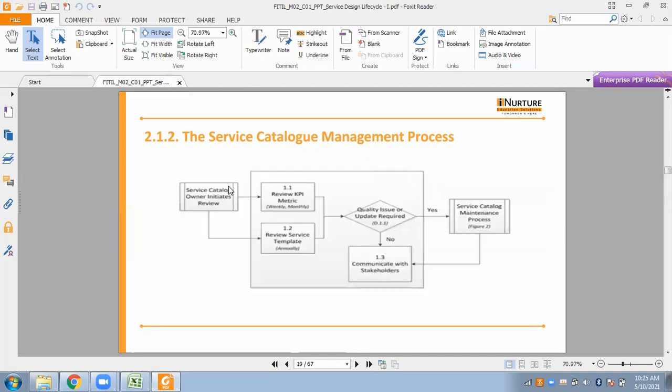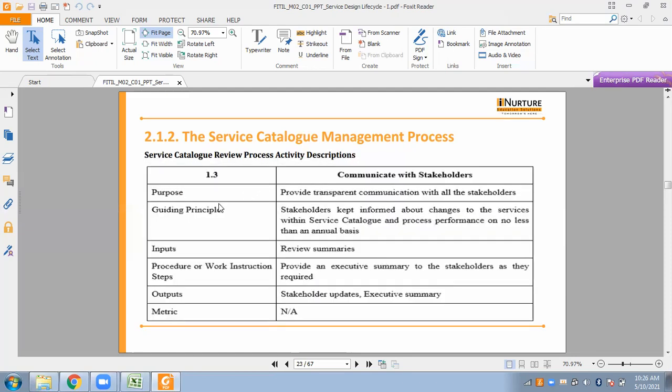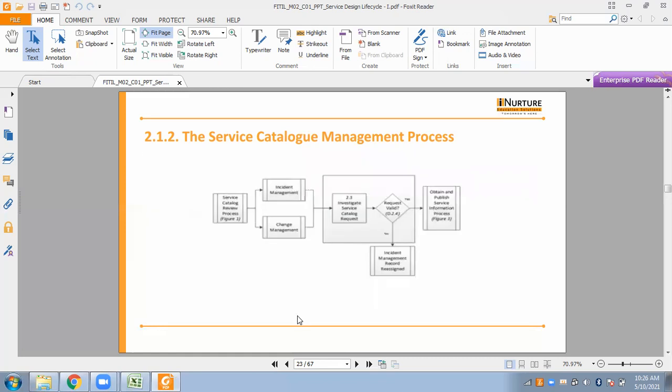Next is 1.3, communicating with the stakeholder if it's a no. The purpose is to provide transparent communication with all the stakeholders. Principle: stakeholders are kept informed about changes to the services within the service catalog and process performance on no less than an annual basis. Inputs: review summaries, procedural work instruction steps, and an executive summary provided to the stakeholders as they require. Output: the stakeholder updates and executive summary. No metric is needed here; it's not applicable.